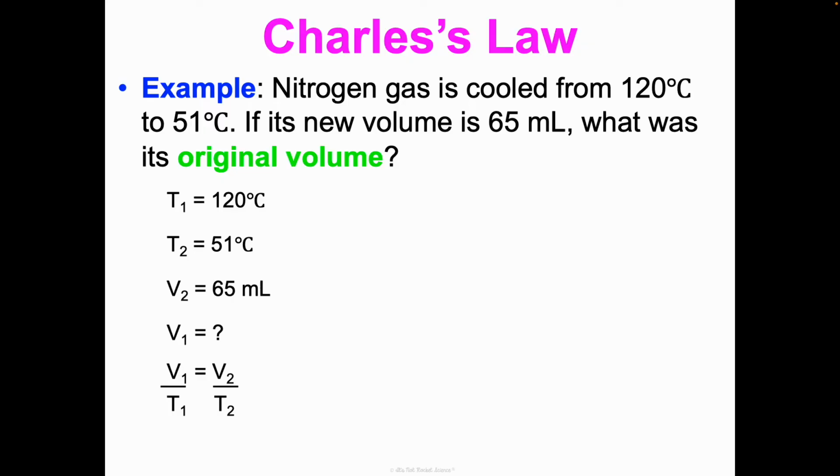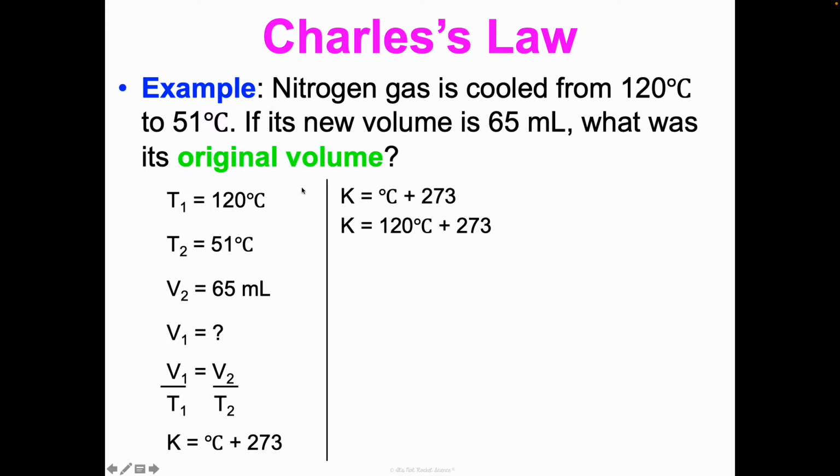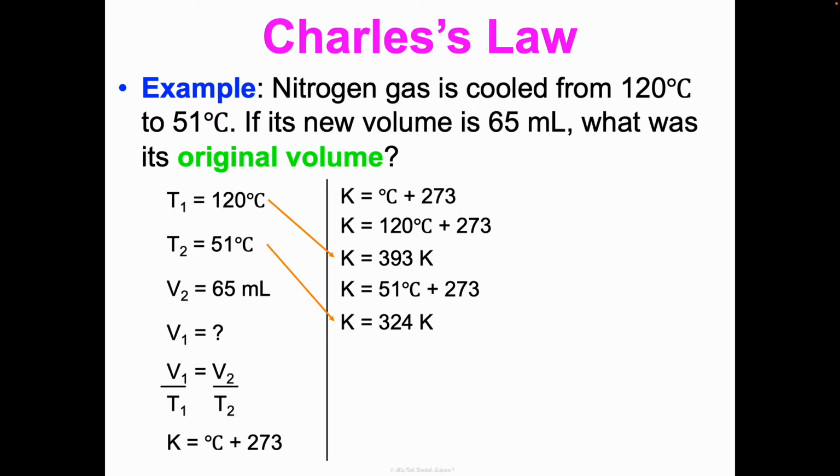Now, remember the other thing: you cannot put temperature in any of these equations in Celsius. It has to be Kelvin. So we're also going to need to use this equation because we need to convert these temperatures into Kelvin. Let's do that first. 120 plus 273 gives me 393 Kelvin. And then 51 plus 273 gives me 324 Kelvin. So those are the temperatures I'm going to work with.